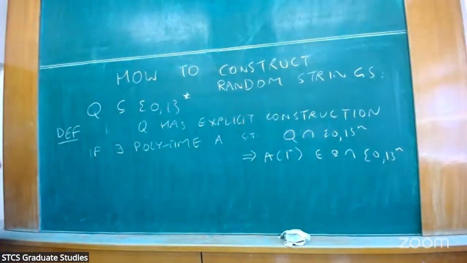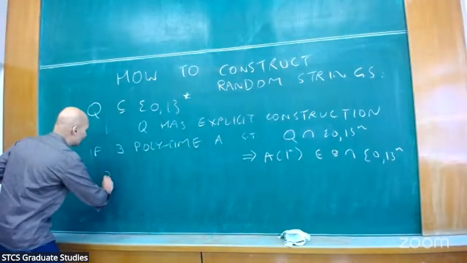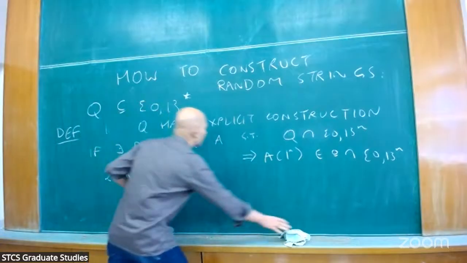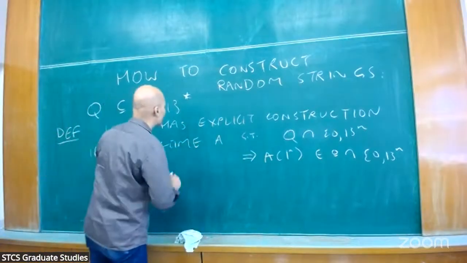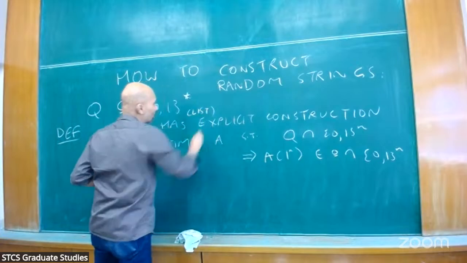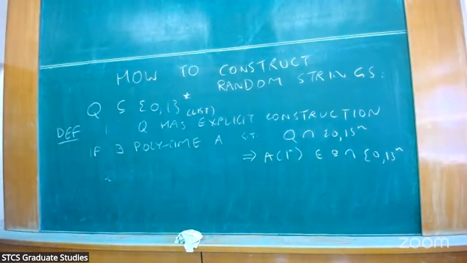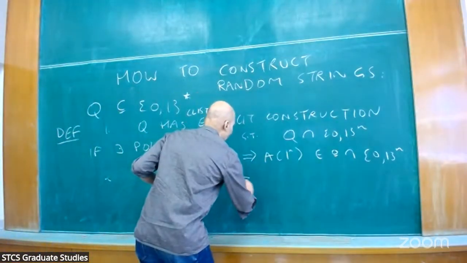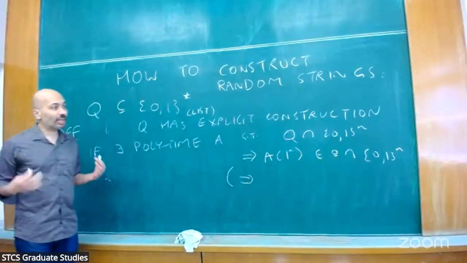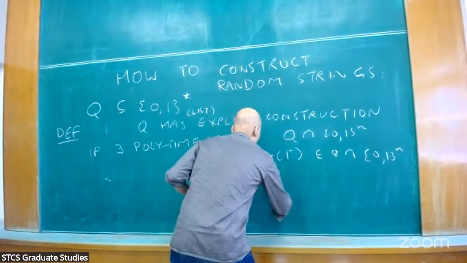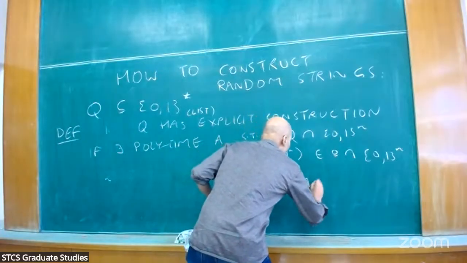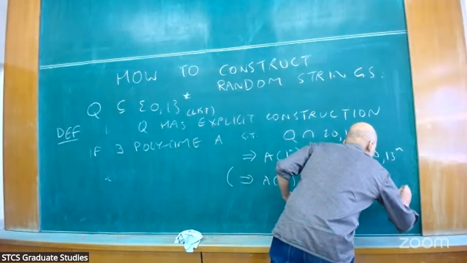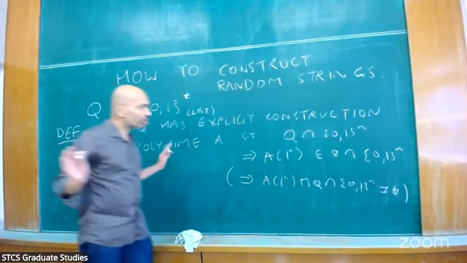And let's also consider a relaxed notion of this. So let's say there's a list explicit construction. If instead of constructing a single object satisfying Q, you construct a set of objects such that at least one of them satisfies Q. So instead of this condition here, A will now be a set, and you'll have that A of 1 to the n intersect Q intersect 0,1 to the n is non-empty.